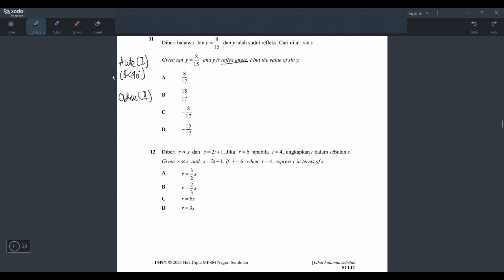Later, I'll tell you in Bahasa Melayu, right? Okay, obtuse angle is quadrant 2, which means your angle is more than 90 but smaller than 180, right? What about a reflex angle? A reflex angle means your angle will be in quadrant 3 or quadrant 4. It means your angle is bigger than 180 but smaller than 360. Yeah, correct. So a reflex angle means quadrant 3 or quadrant 4.